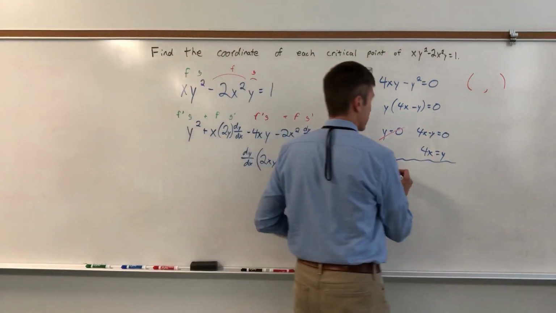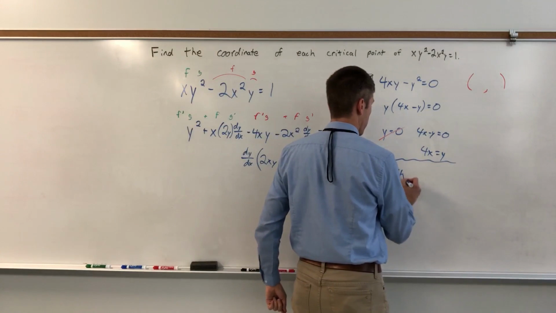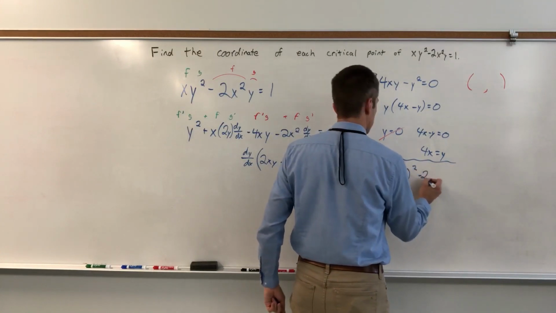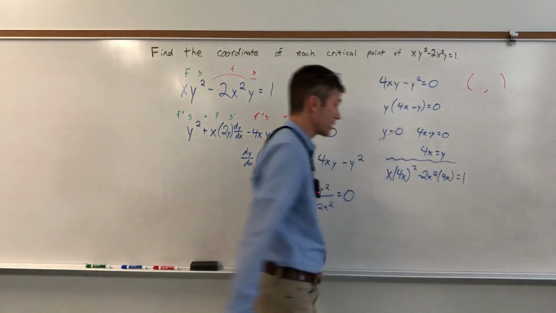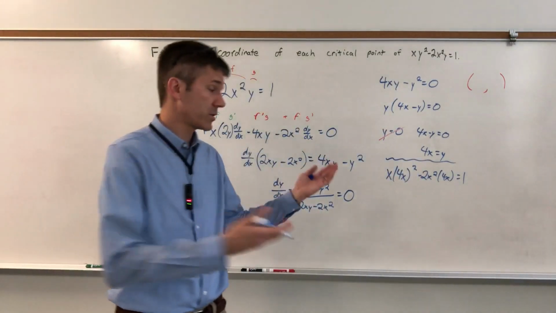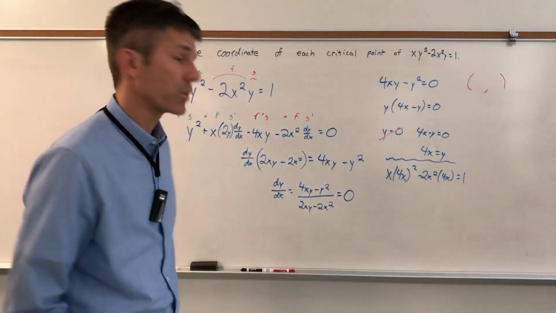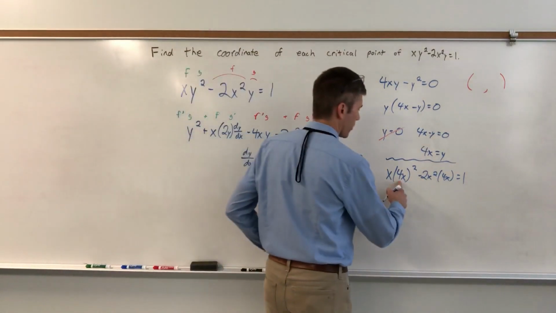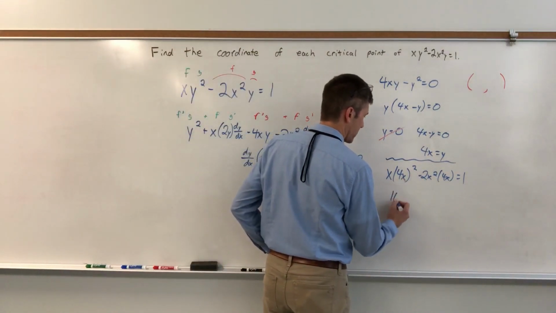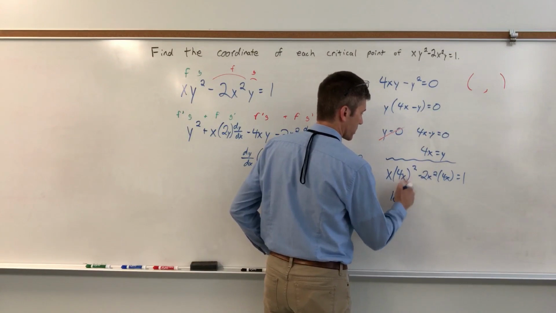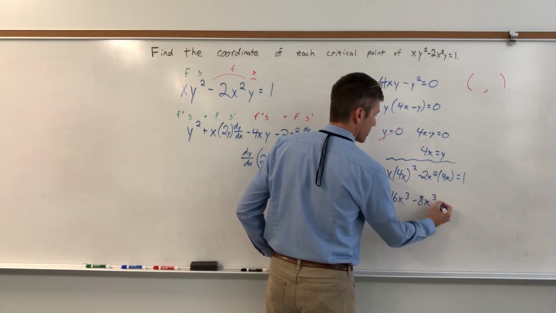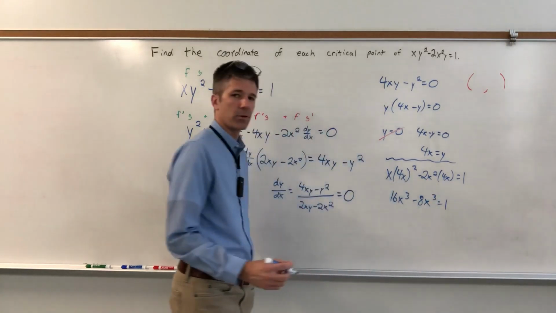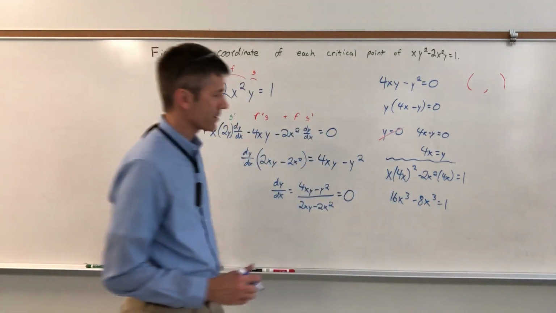So x times 4x squared minus 2x squared times 4x equals 1. And we're going to solve this for whatever variable is left, which is obviously x. We'll plug it back in to get a y. So we have 4 times 4, so 16x cubed, x squared times x, minus 8x cubed equals 1. Oh man, this is going to be beautiful. This one's going to work out quite nicely. You're going to love it.